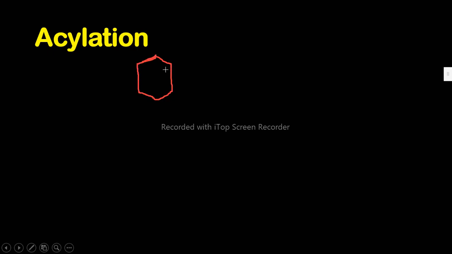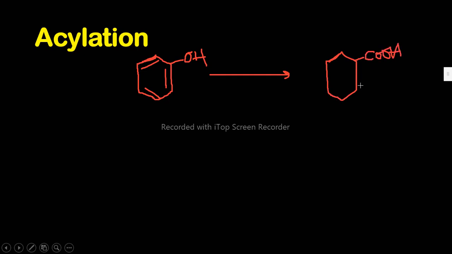You have a ring, and you have maybe OH, and they want you to convert the OH into maybe a benzoic acid. So now, what are you going to do about it? Do you see that the reactions of benzene become key? The reactions of benzene. So you need to know how to convert this to benzene.